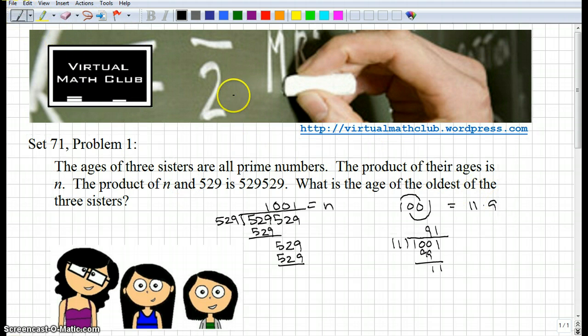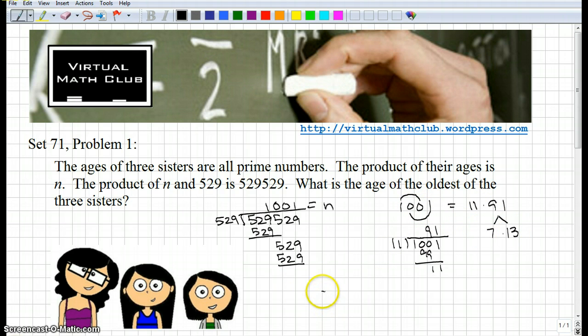Now we just need to factor that down further, right? Because we've got three sisters, so 91 must not be prime. It's one of those numbers that kind of looks prime, but it's actually divisible by 7. And it's actually equal to 7 times 13. You can check that yourself. So the prime factors of 1001 are 7, 11, and 13.